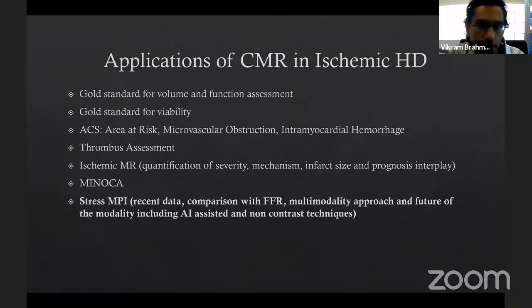But for today, I want to focus in on stress myocardial perfusion imaging. I want to look over some of the newer data that's come out over the last couple of years, and especially comparison with FFR, and also just to consider if a multimodality approach might be the future of coronary disease. So there's an interesting study that I'll talk about where they looked at using coronary calcium scoring as a gatekeeper to functional testing, and then using stress MRI in that setting. And then I'd like to talk about some exciting non-contrast stress MRI techniques that are coming up.